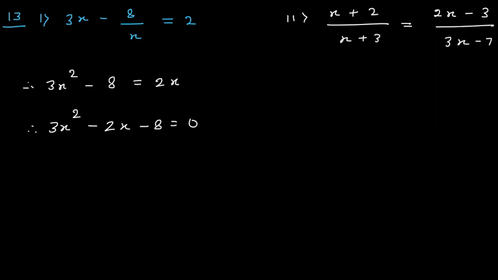Now we have to take the factors of minus 8. So easily you can see that it is minus 4 and it is plus 2. So this is your expression. Now take x common from here. I think something is wrong. Something is wrong.